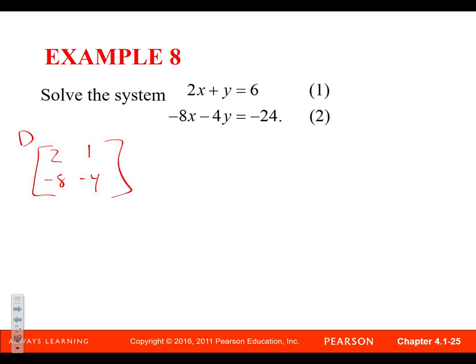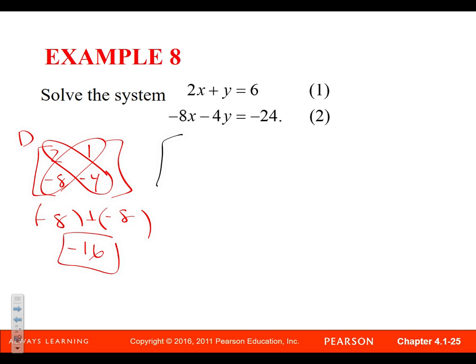Now, here's what I'm going to do. I'm going to do another one. Ready? What is 2 times -4? What's 2 times -4? -8. -8 minus, what is this product? -8. So that's going to give me, hold on, I did that wrong. Probably plus. So that's going to give me -16, okay? You're good with that? That was hard, huh?